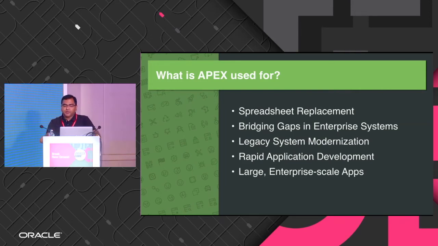And the other major use case of Apex is that it bridges gaps in enterprise systems. Apex is also used for legacy system modernization, like your Forms applications which you wrote 10 or 12 years ago. You can convert those Forms into the latest Apex applications with the latest web interface. Rapid application development, large enterprise-scale applications. For those of you who always say that Apex is only for departmental or small-scale applications, definitely not. You're wrong. Apex is used to build large-scale, enterprise-wide applications which cater to hundreds of thousands of users.